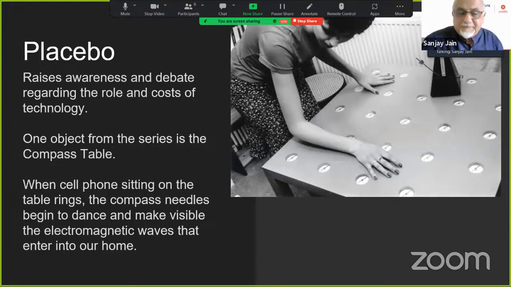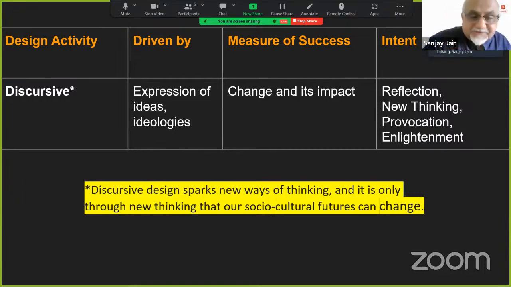Now, the next level will be something which is very, very new and critical, where the design transcends the boundaries of just tangible or intangible products, but it talks about discursive design. Now, discursive design is expression of ideas and ideologies, and the measure of success is how does it change and impact the way we live? How does it enrich our lives?